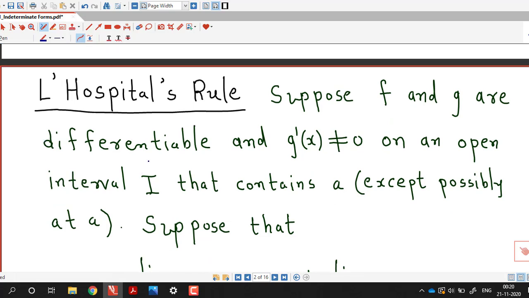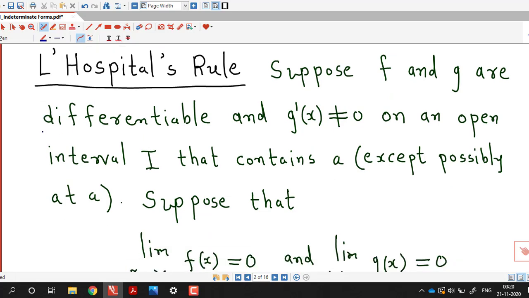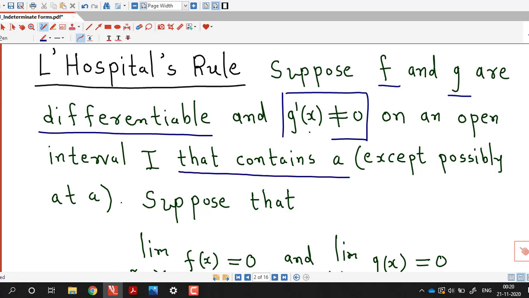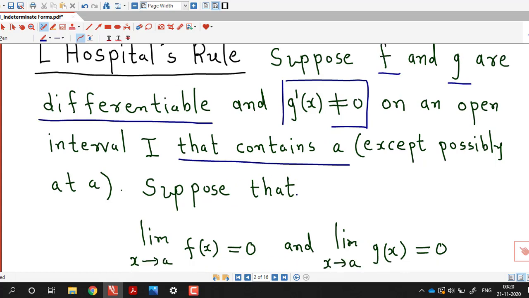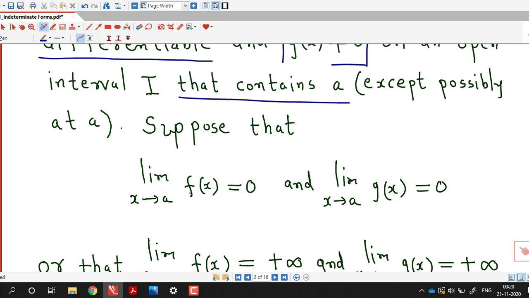To apply L'Hospital rule, we must have differentiable functions. So suppose f and g are differentiable and the derivative of function g is non-zero on an open interval I that contains the point a at which we are interested to find the limit. And suppose that the limit of f(x) as x tends to a is 0 and the limit of g(x) as x tends to a is 0. That means we have 0 by 0 form.